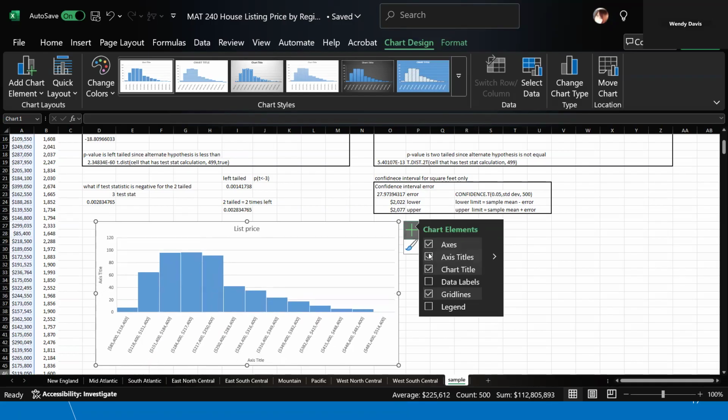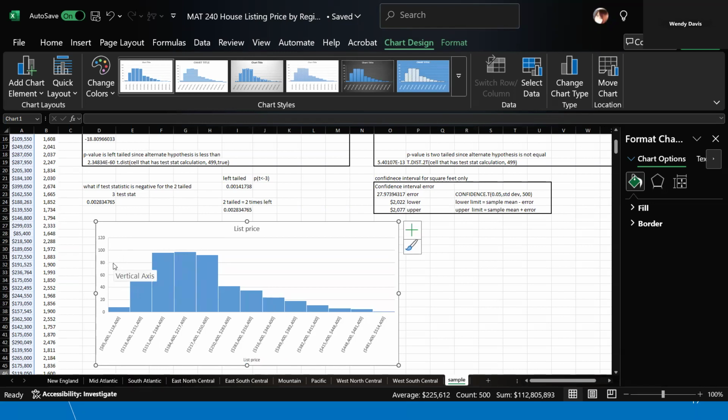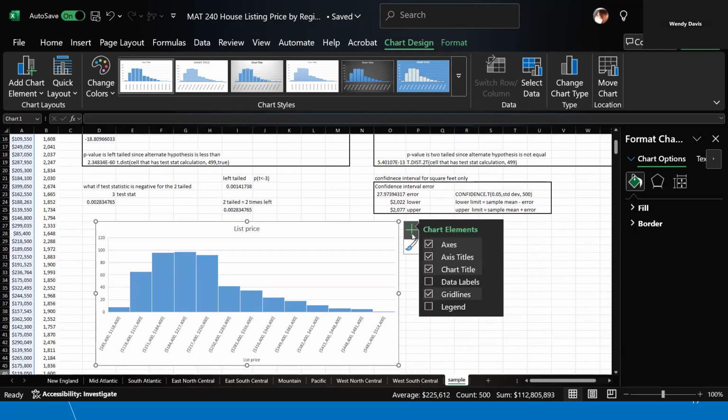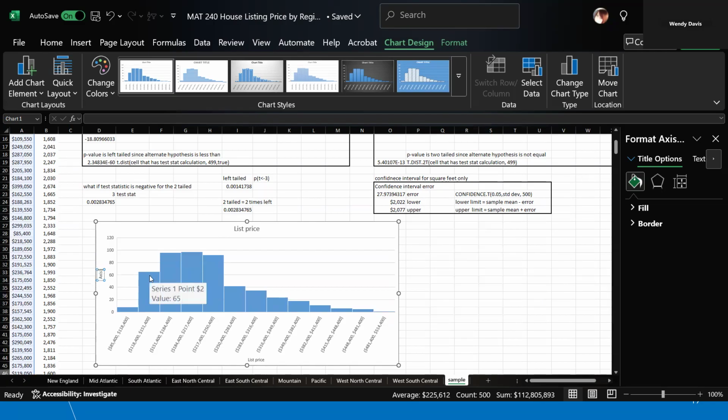Axis titles, we want that. I just click the plus and check mark the titles. This is still list price. Now, what's the height? The height is the frequency, and I deleted that. I just double clicked there. Frequency means count. How many houses fall in each range?